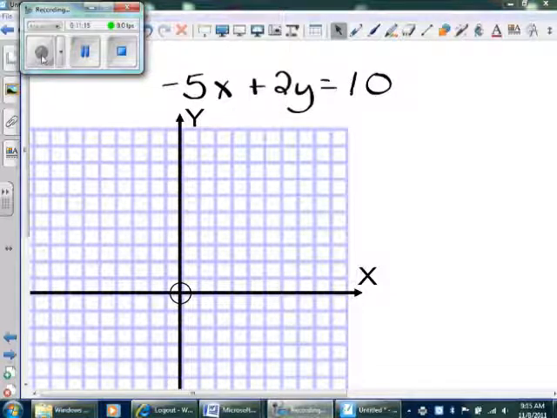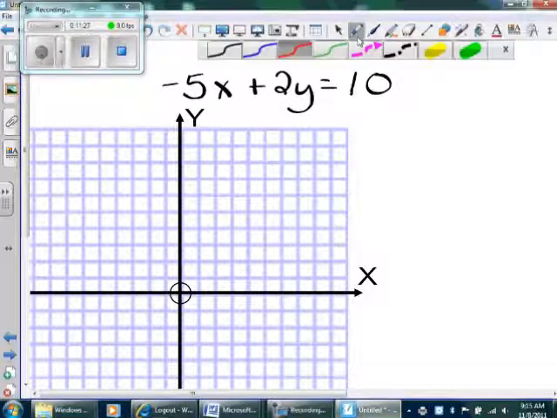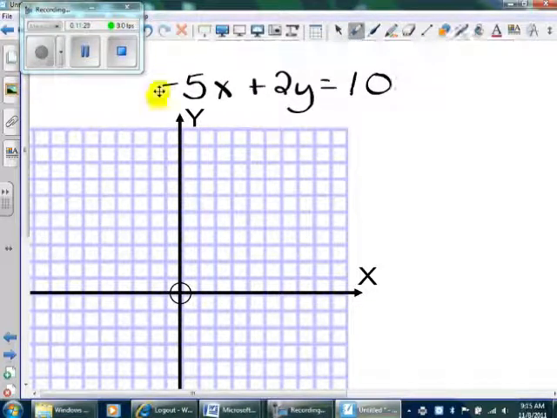Okay, so now we're going to try this one. I see I have the equation negative 5x plus 2y equals 10, and it looks like it's in standard form, but if I pay attention, I notice that it's not. Danger, Will Robinson, there is a problem right there. The a coefficient cannot be negative. The lead coefficient cannot be negative.